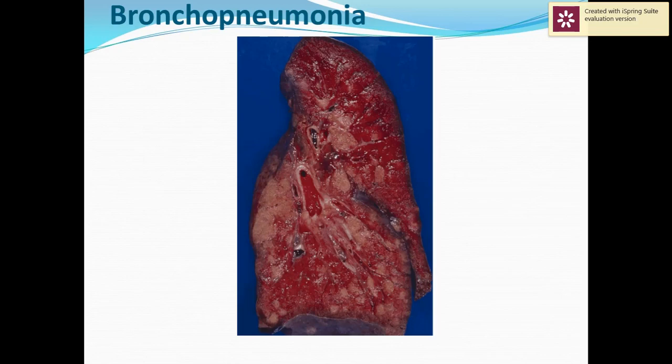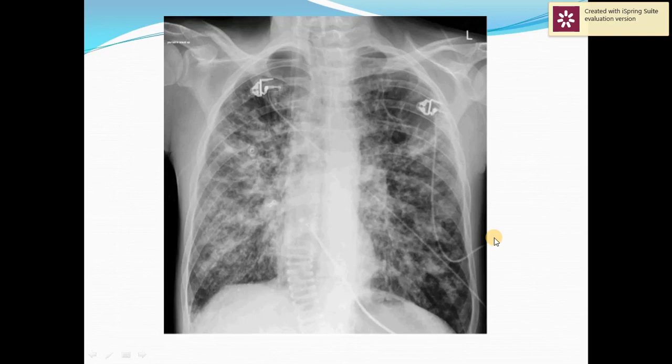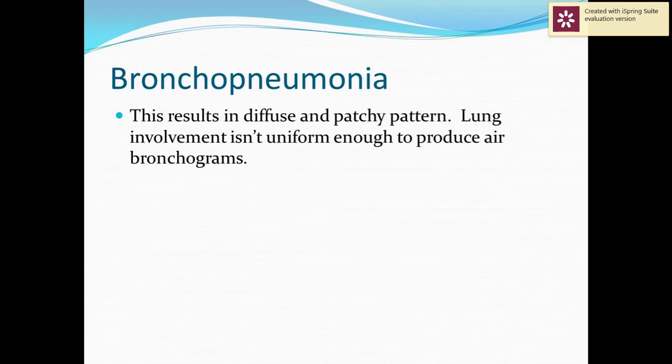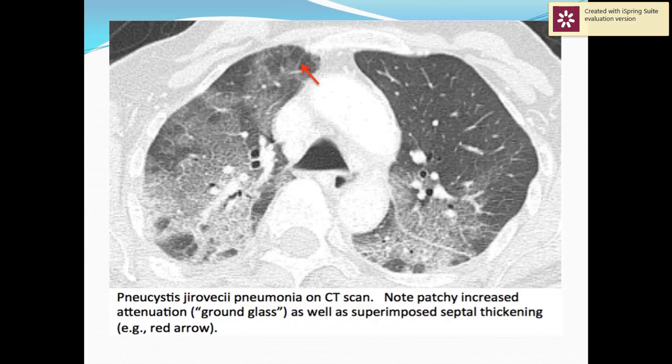Bronchopneumonia, bilateral patchy infiltrate. In case of mycoplasma, as we see here, patchy infiltrate. This is a case of cystic fibrosis with bronchopneumonia, diffuse patchy pattern infiltrate. Interstitial pneumonia, usually affecting the interstitium, ground glass appearance, pneumocystis jirovecii pneumonia case with bilateral ground glass appearance in the CT scan.